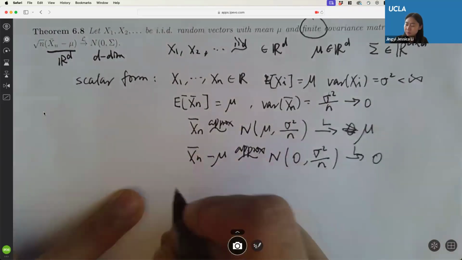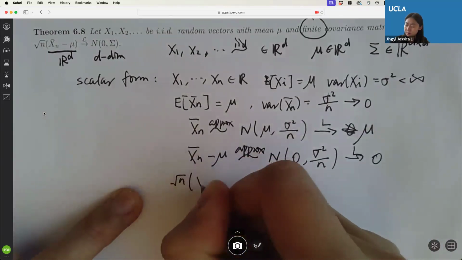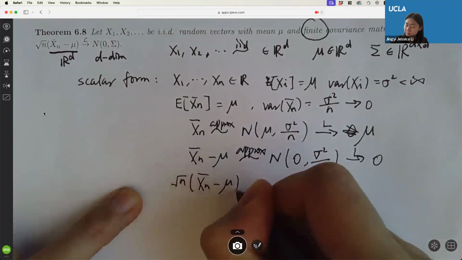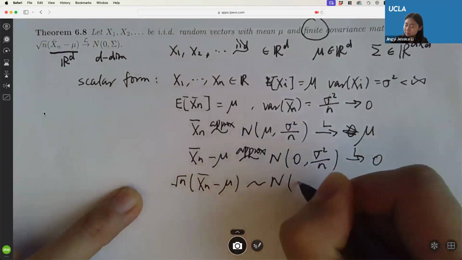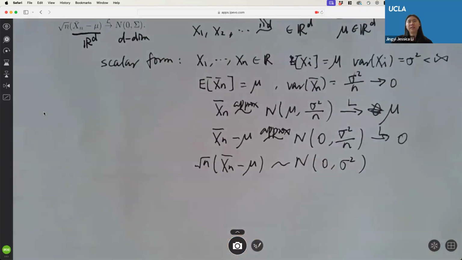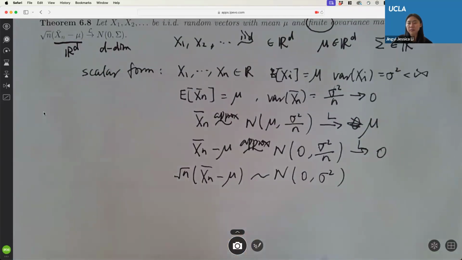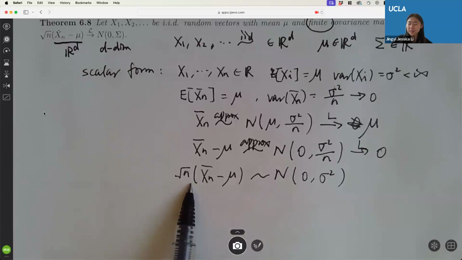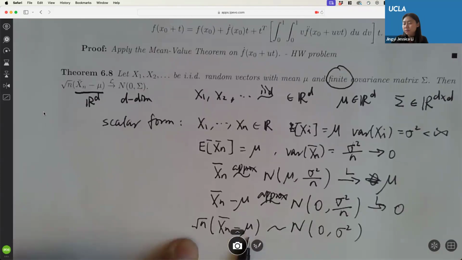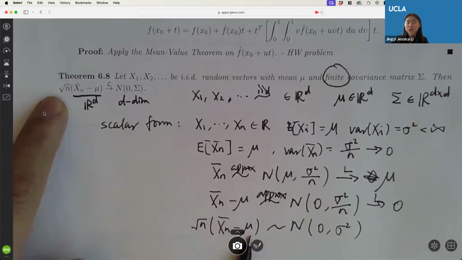So if we multiply root n to the left-hand side, then you see we stabilize the right-hand side. So now the right-hand side no longer changes. All the changes with our sample size happens on the left-hand side. Okay, so this is the scalar version of this. And now we're showing you the vector version.